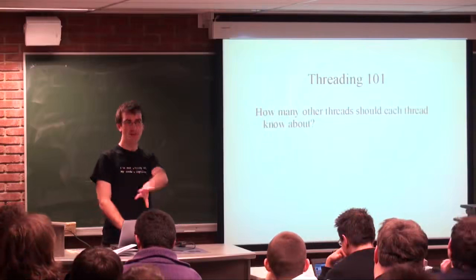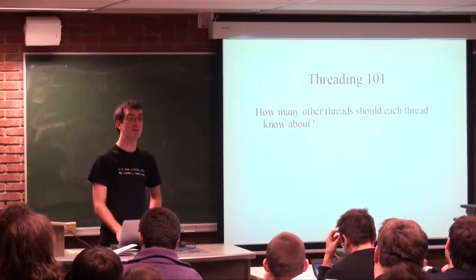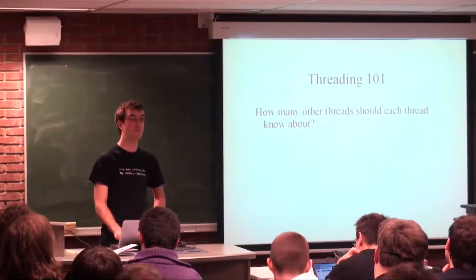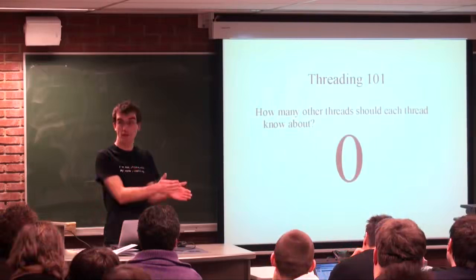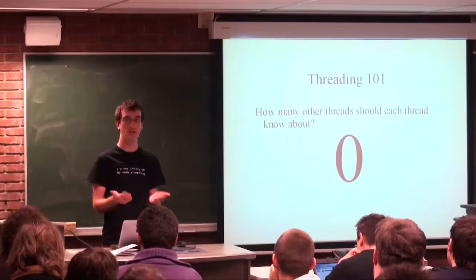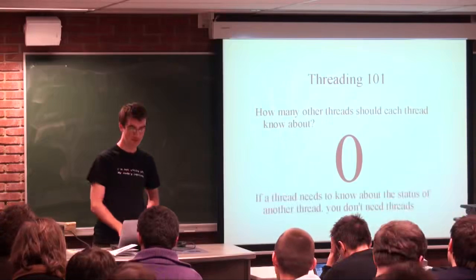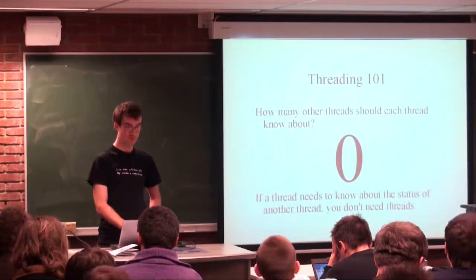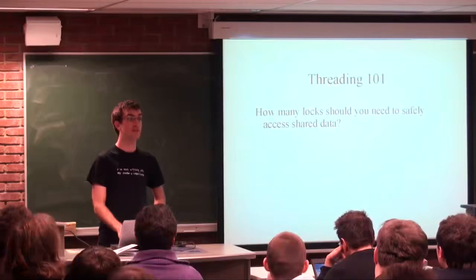I'm going to come back to these questions later. So how many other threads should one thread know about? 0. Exactly 0. Because if your thread is waiting on another thread to finish, you don't need threads. That's serial. Threads and serial don't work together. They should be parallel. So just 0.